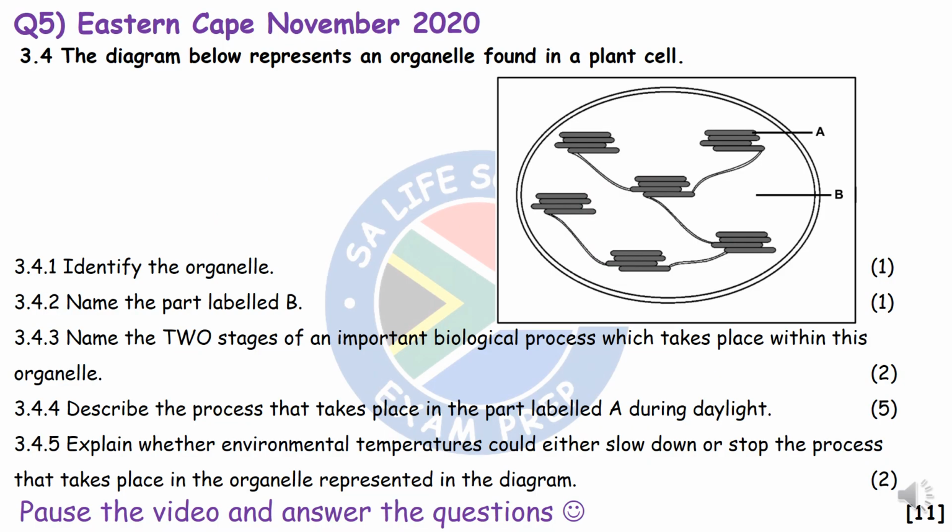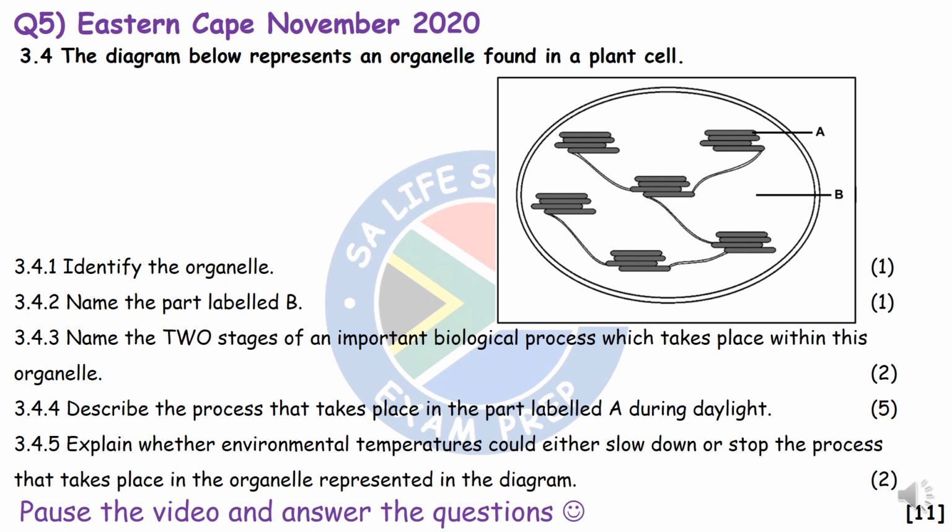Right, so the diagram below shows us an organelle found in a plant cell. Now, this organelle is a chloroplast. The chloroplast is the site of photosynthesis inside plant cells. So let's go through the labels.